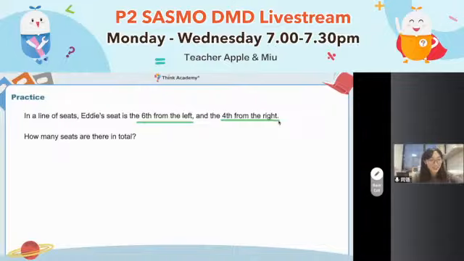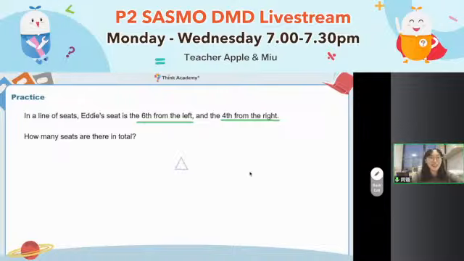You see that? Ordinal number, so what should we do? Ordinal number, you need to minus the repeated ones, right? Okay, how many seats are there in total? 9, are you sure? 9 or 10? I see some of you got 10, some of you got 9. Okay, any different answers? 9. Okay, now let's check.